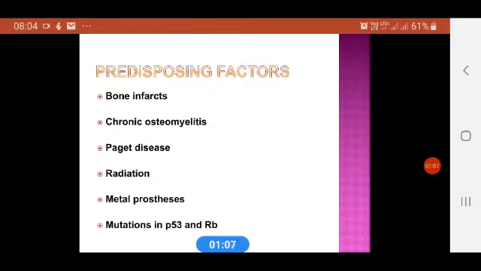Now, before we start with bone tumors, you need to know something about the predisposing factors. Why does a bone tumor happen in a particular person? Yes, some predisposing factors are previous bone infarcts, a history of chronic osteomyelitis, a history of Paget's disease, overt exposure to radiation, wearing metal prostheses for a long duration, and, which is not evident, inherent mutations in P53 and RB.